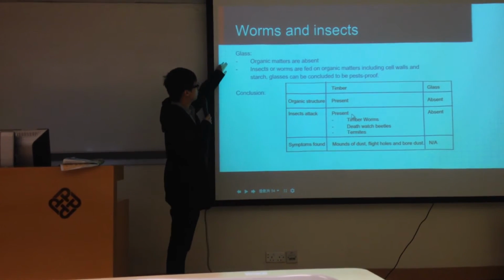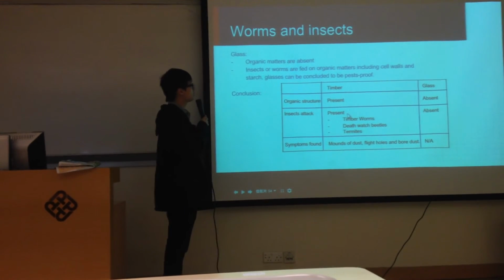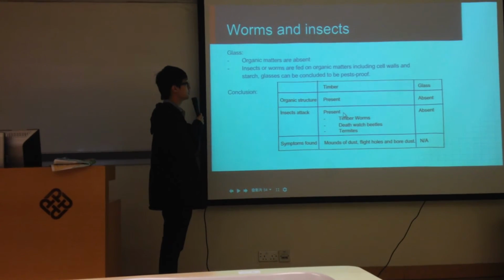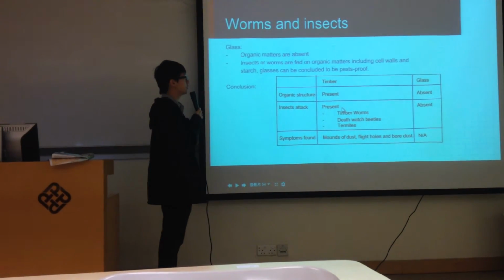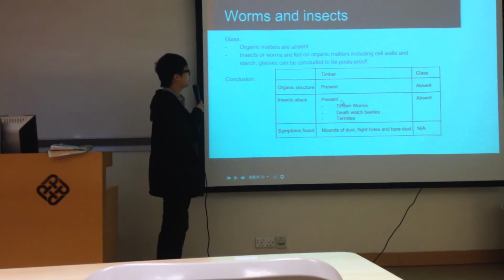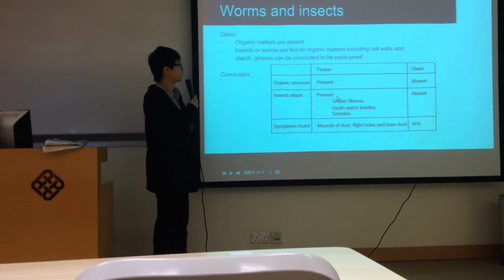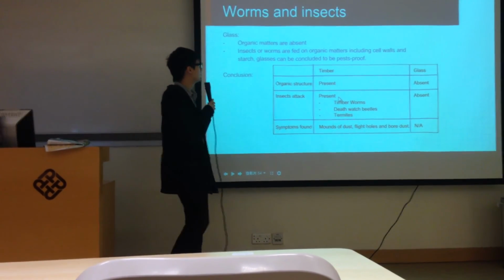So next I will talk about grasses. Since organic matters are absent in the structure of grasses, and grass only consists of silica and oxygen mainly, therefore we can conclude that grasses are pest-proof in general.